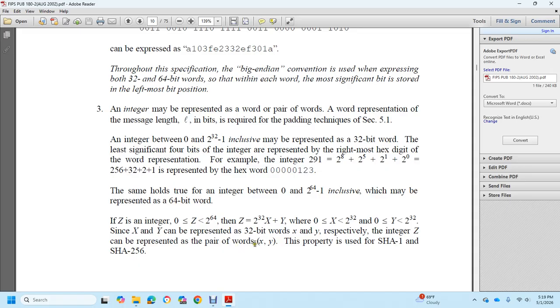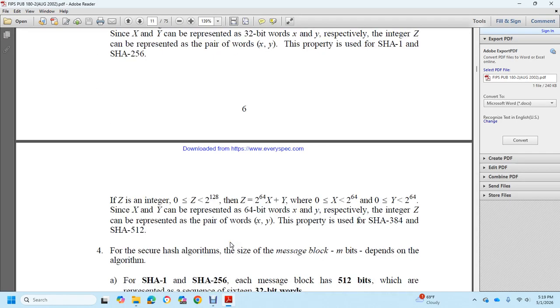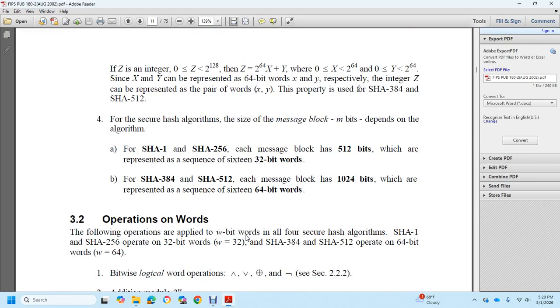An integer Z can be represented as a pair of words (X, Y). This property is used for SHA-1 and SHA-256. For SHA-384 and SHA-512, if Z is an integer, 0 <= Z < 2^128, then Z = 2^64 * X + Y, where 0 <= X < 2^64 and 0 <= Y < 2^64. X and Y represent 64-bit words, respectively. The integer can be represented as a pair of words.